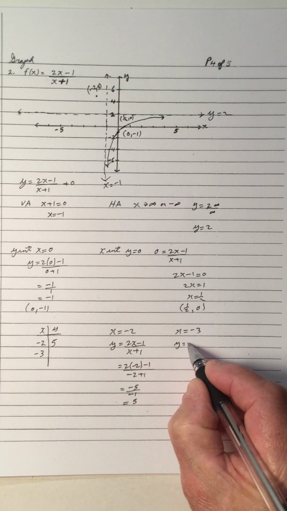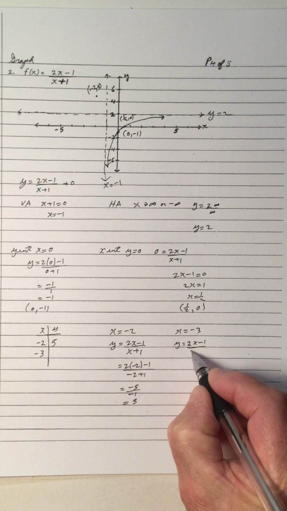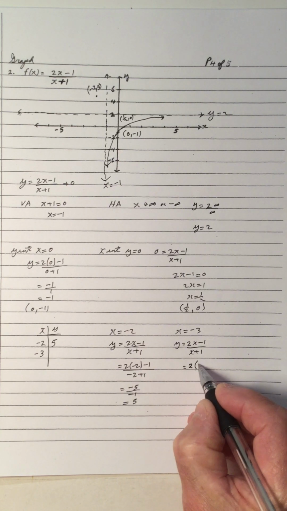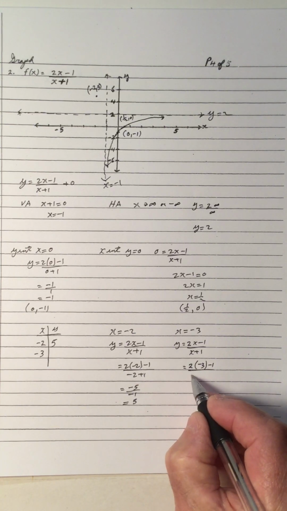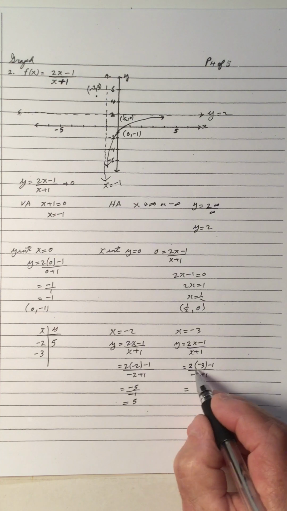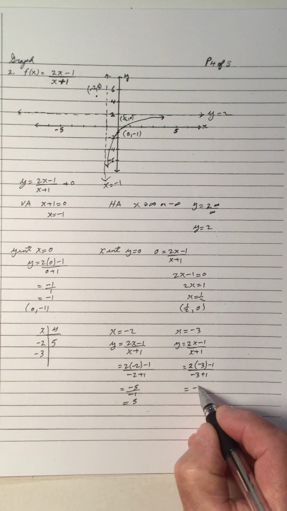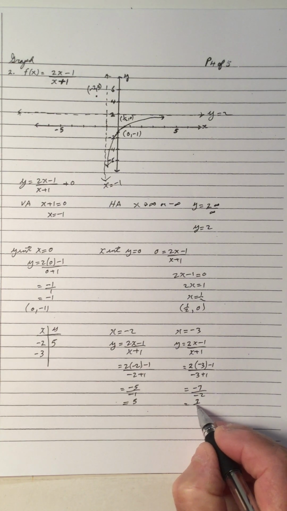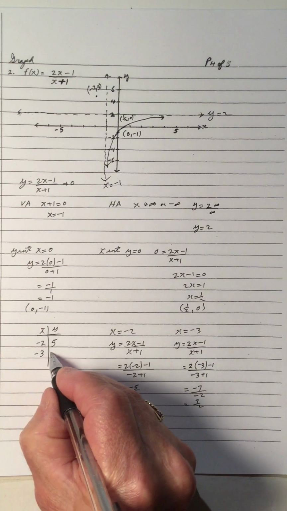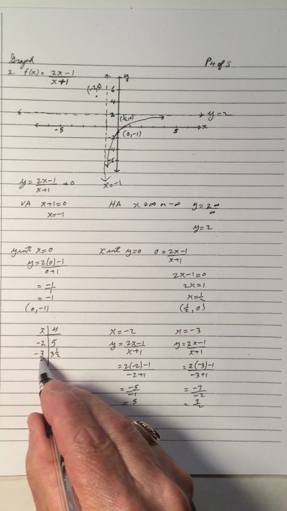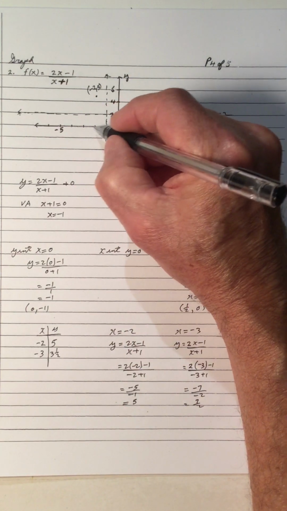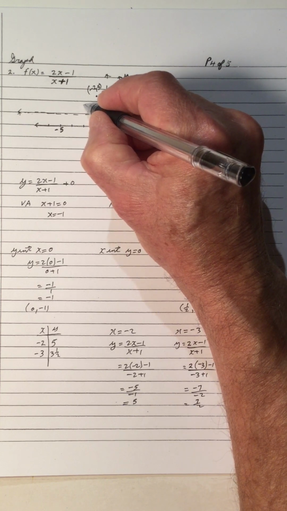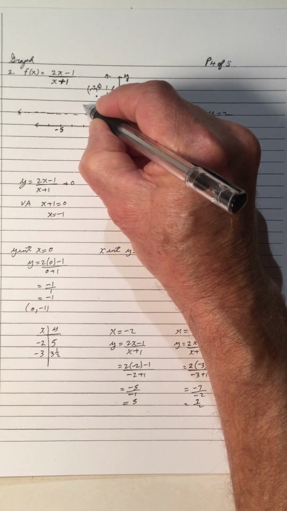So y equals (2x minus 1) over (x plus 1). We're putting a -3 in the place of x. -6 minus 1 is -7, over -2. So that gives us 7 over 2, or 3.5. Let's see. So the point is x is -3 and y is 3.5. X is -3 and 3.5 is here, probably just estimated to be right here.